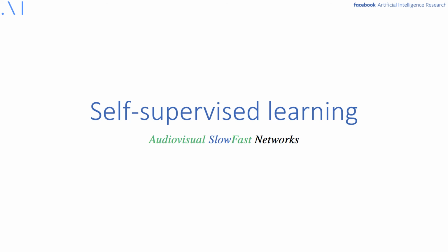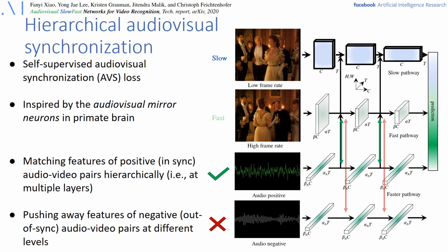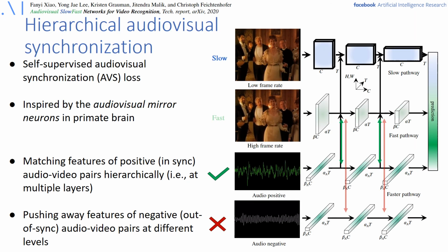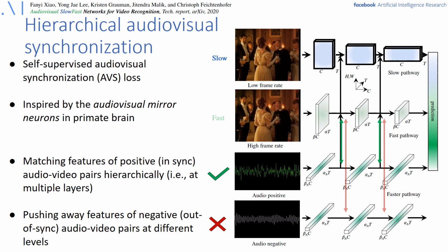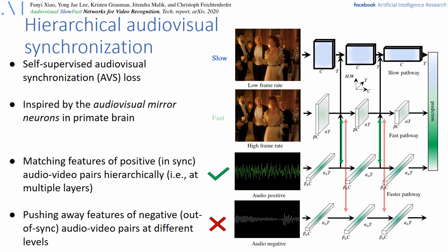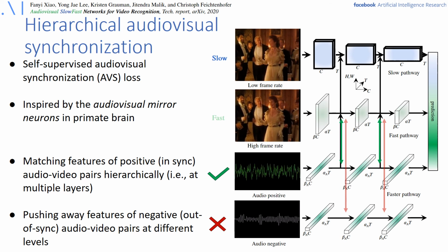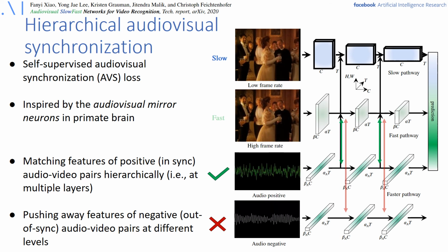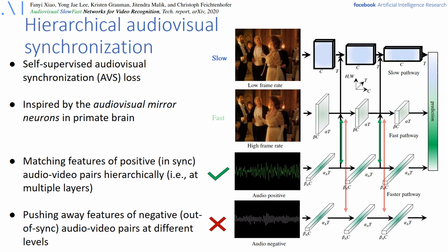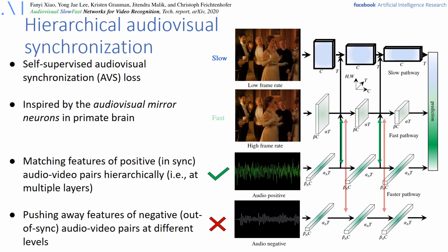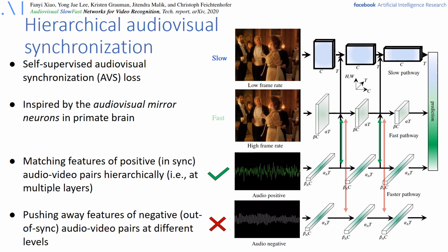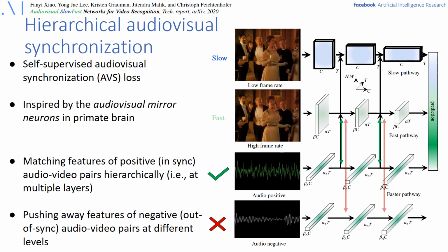Now, I would also like to show an example where we apply these audiovisual networks to self-supervised learning. And for this, we use audiovisual synchronization to encourage the network to produce features that are generalizable across modalities. So this is inspired by studies on the audiovisual mirror neurons in the cortex. Specifically, we add an auxiliary task to classify whether a pair of audio and visual frames are in sync or not.